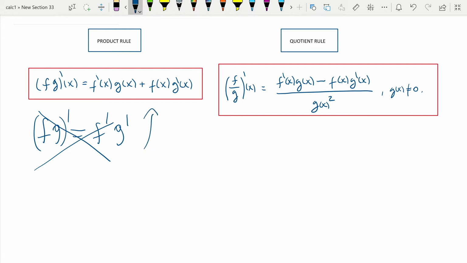You're going to have two terms. One where you take the derivative of f and multiply it by g, and then another term, the second one, where you take just the derivative of g and multiply it by f. So that is how it works.